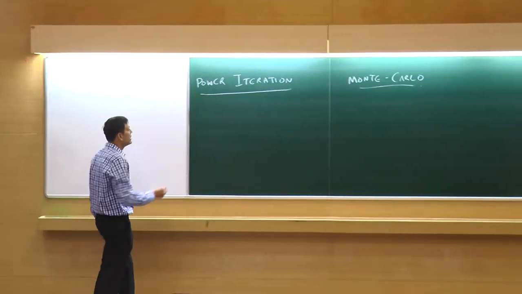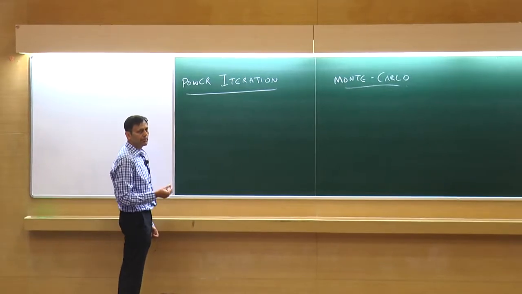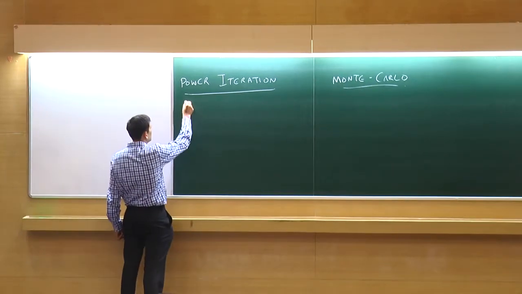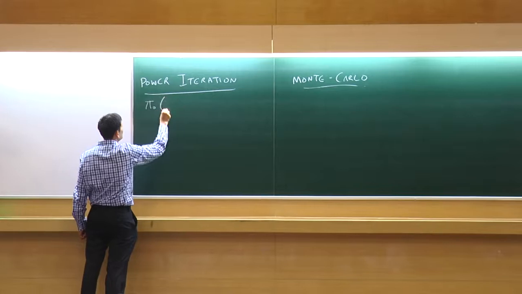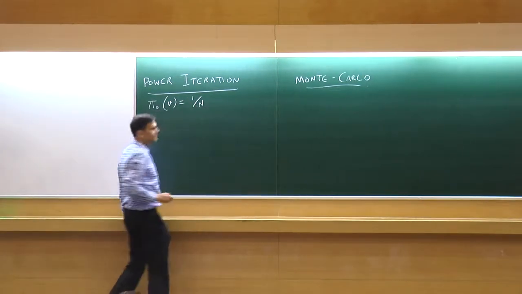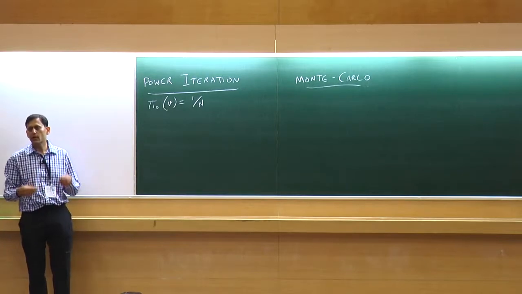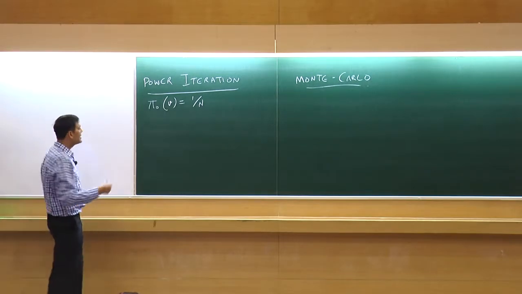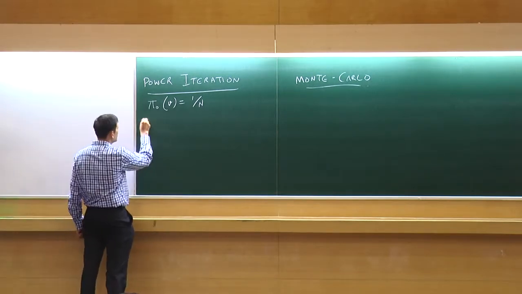Okay? So the way to compute page rank using power iteration is to do it in stages. Initially set pi 0 of v equals 1 over n for every node v. So you start it out as being 1 over n. And then you repeatedly run an iterative step.